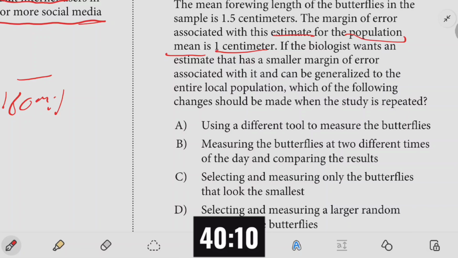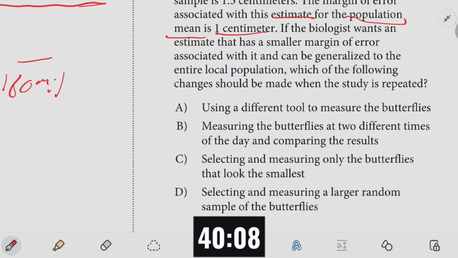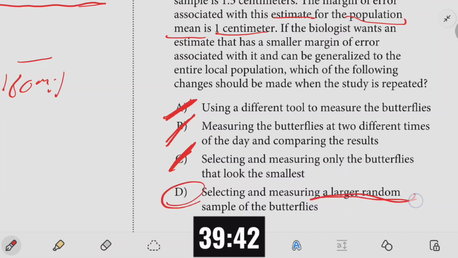Oh god, statistics. This one's a tough one, y'all. Using a different tool to measure the butterflies? No, this is literally not gonna do anything. Using a different tool is not gonna change anything. We're dealing with mathematics here. Measuring the butterflies at two different times of the day and comparing the results? No. Selecting and measuring only the butterflies that look the smallest? No, that's just bias. Selecting and measuring a larger random sample. This is the keyword: larger random.